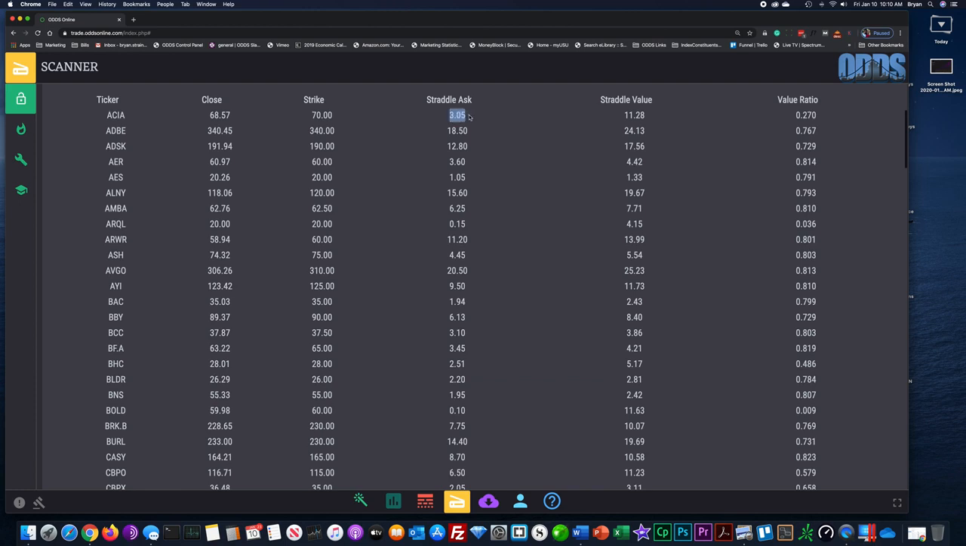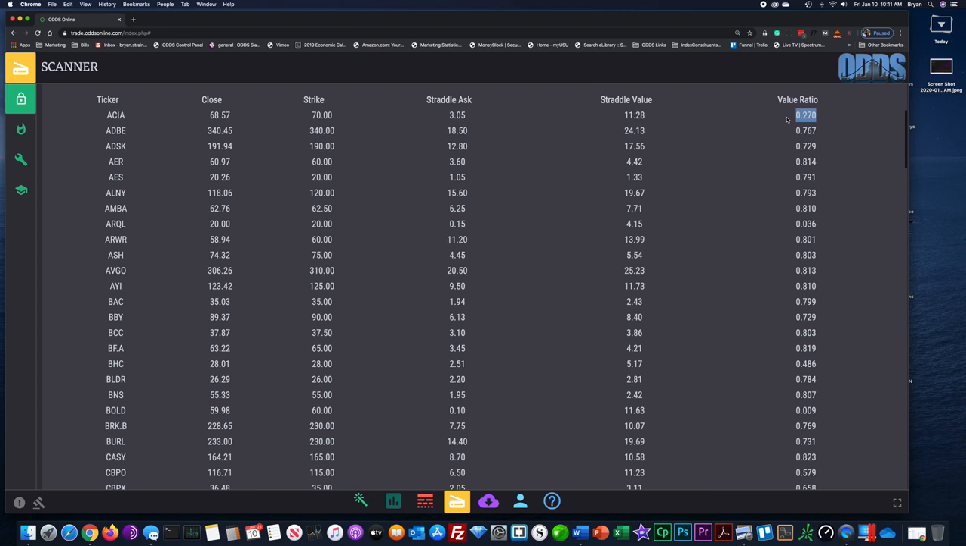This is a straddle ask price, the put and the call at-the-money options, in this case on Acacia. And you can see that this is the asking price of the straddle, and this is the value of the straddle based on the previous 4 years of data by default in our software. And this is the value ratio right here. So if you take this number divided by this number, the ask price divided by the value, you get the value ratio. The smaller the ratio, the cheaper the options are relative to value.